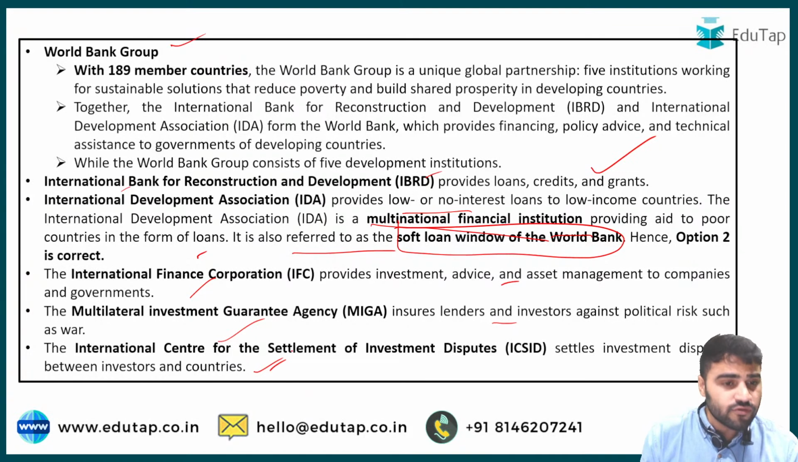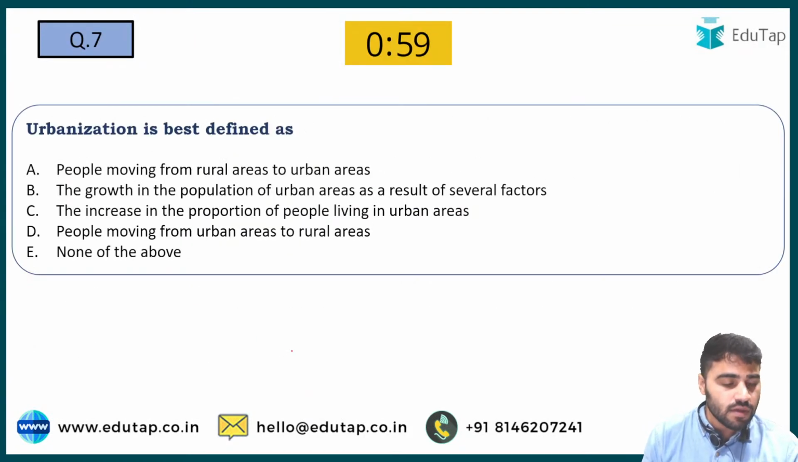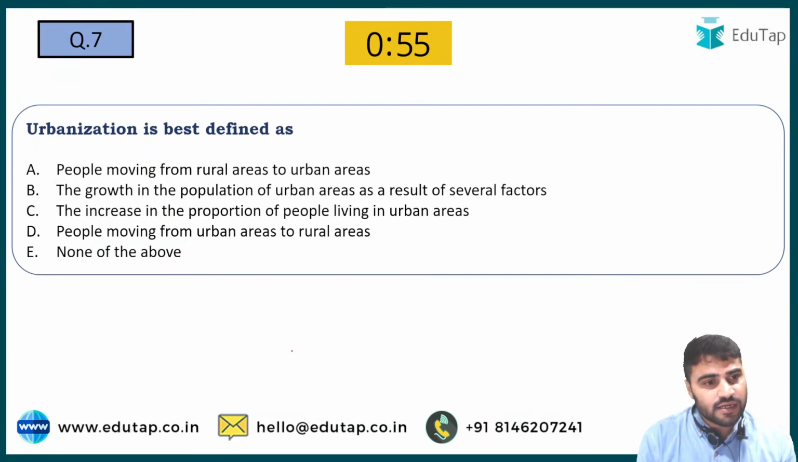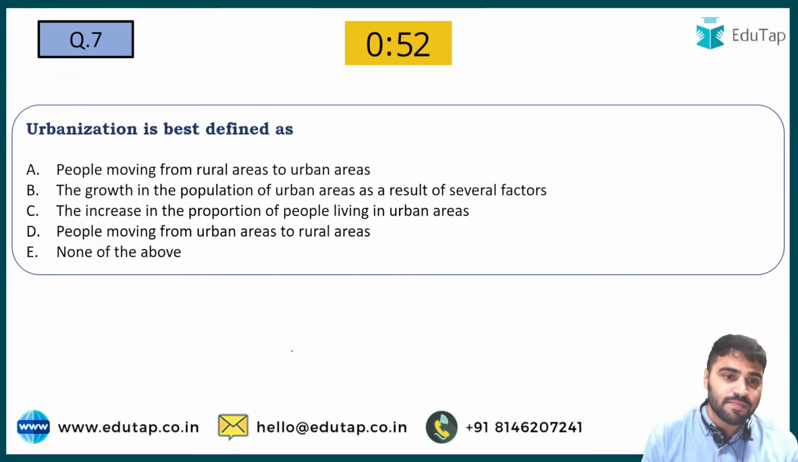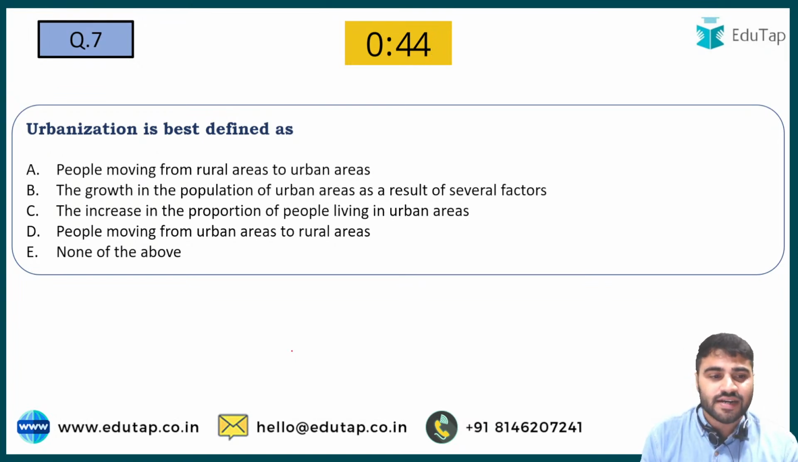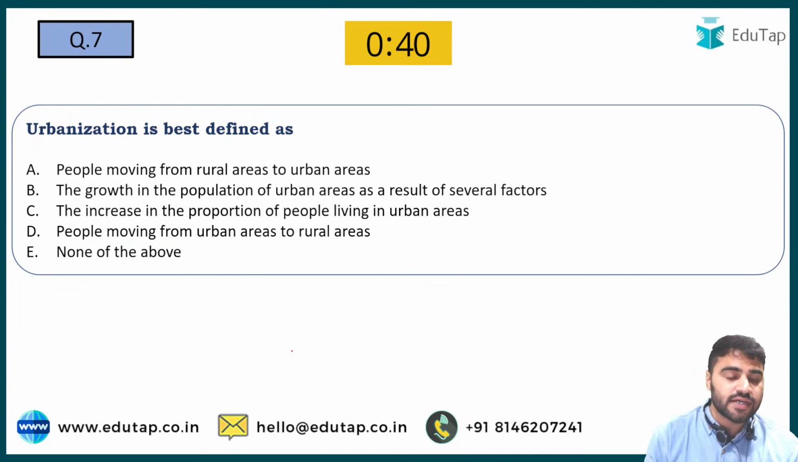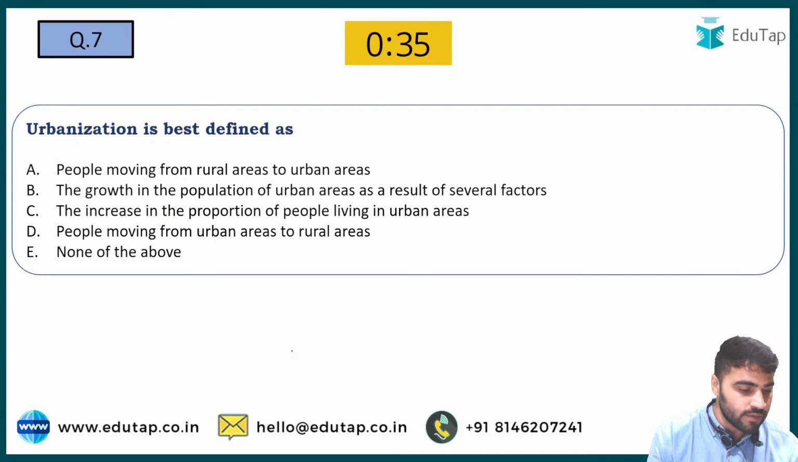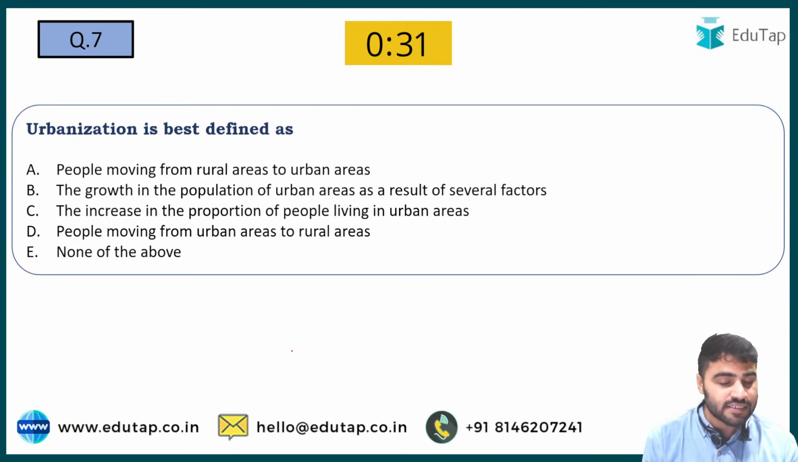Now guys, let's move to question number 7. Question number 7 is from the social component. The question is: urbanization is best defined as, and your options are: people moving from rural areas to urban areas; the growth in the population of urban areas as a result of several factors; option C, the increase in the proportion of people living in urban areas; option D, people moving from urban areas to rural areas; or none of the above. This is quite a simple question, but yes, it can be asked in your examination.